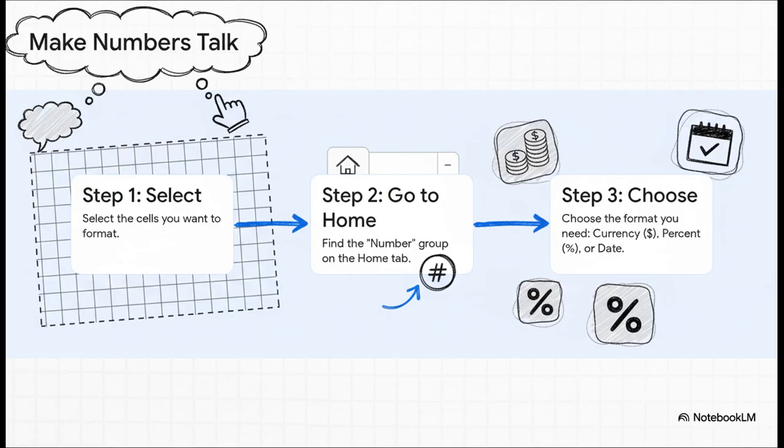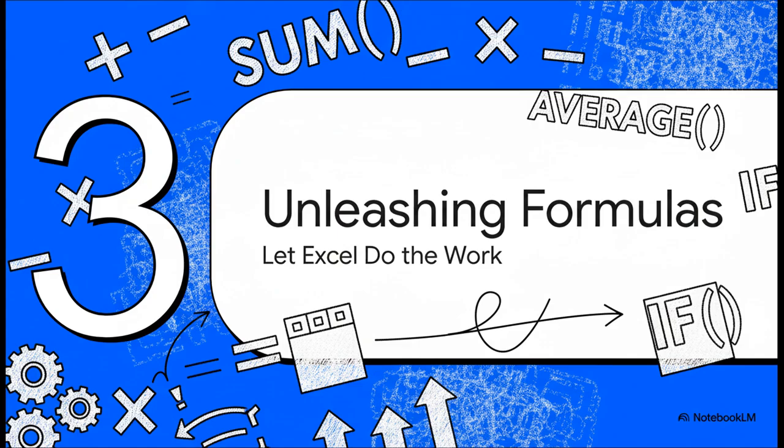This is especially important for numbers. I mean, if you just see the number 50, what does that even mean? Is it $50? 50%? To give it context, you just select the cell, head up to the number section on the Home tab, and tell Excel what it is. It's that easy.